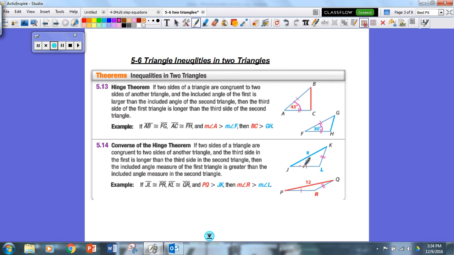So in this one, I know that JL is congruent to PR, KL is congruent to QR, and I know that JK, which is 8, is smaller than PQ, which is 12. Therefore, angle L is smaller than angle R.